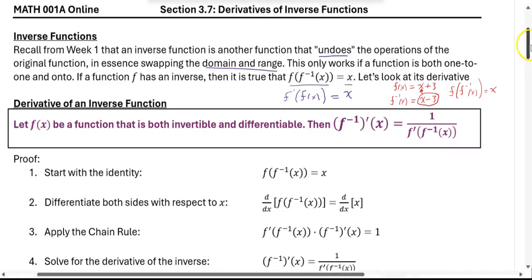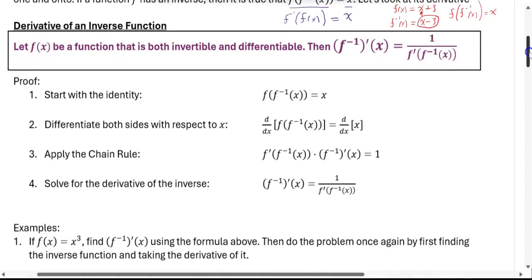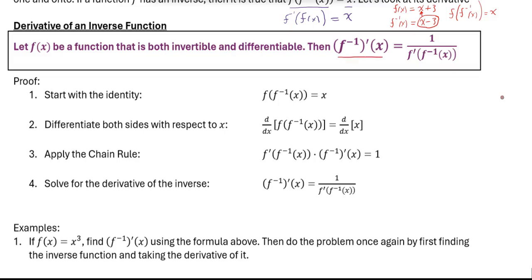Okay, now let's get into the calculus piece of it, which is, here's our first thing, the derivative of an inverse function. Let f be a function that is both invertible and differentiable. That's important. It has to have a derivative, and it has to have an inverse. Then the derivative of the inverse, which looks like f negative 1 prime, the way we would say that out loud perhaps is the derivative of the inverse function of f is equal to 1 over f prime of f inverse of x. It looks a little bit like a composition. Well, it is a composition of functions. It's the inverse plugged into the derivative.